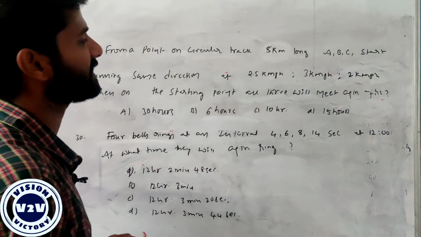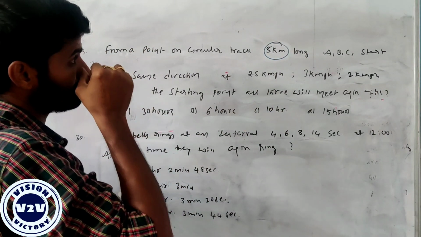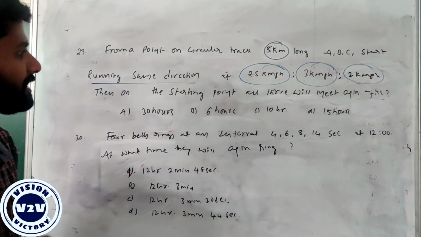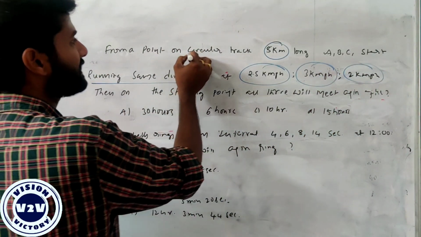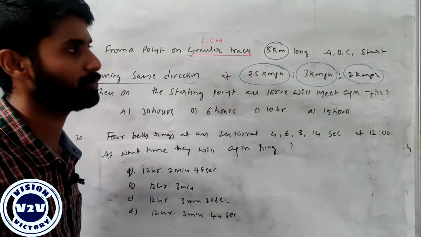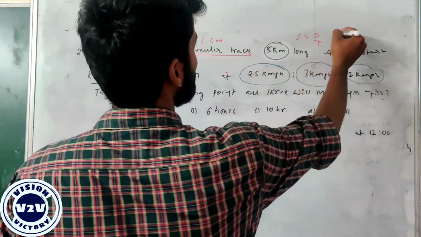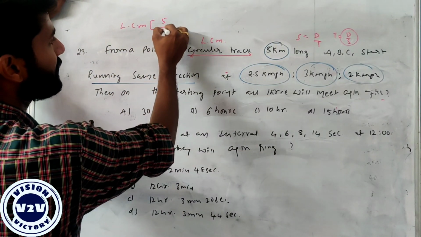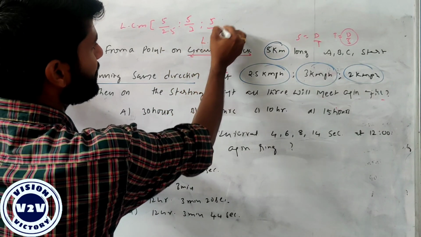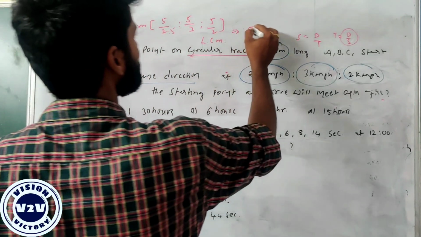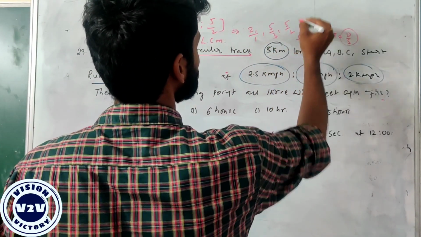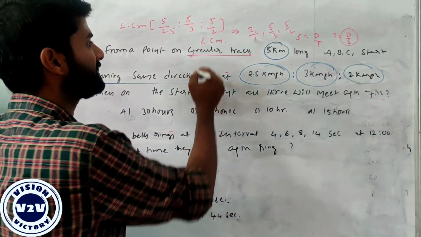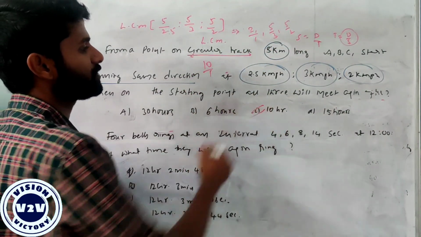Next one, on a circular track, the distance of the track is equal to 5 km. A, B and C are 3 persons running in the same direction at speeds of 2.5, 3 and 2 km per hour. They are at the starting point. At what time will they meet again? See, a circular track is a concept of least common multiple. And we know that speed is equal to distance by time, so time is equal to distance by speed. So simply the answer is the LCM of 5 by 2.5, 5 by 3 and 5 by 2. The LCM of any fractions means the LCM of the numerators divided by the HCF of the denominators. So the LCM of 5, 5, 5 is 5 and the HCF of 2, 3, 2 is 1. So the answer is equal to 10 hours.